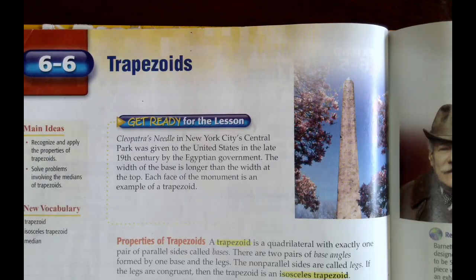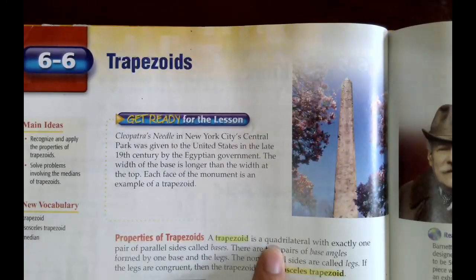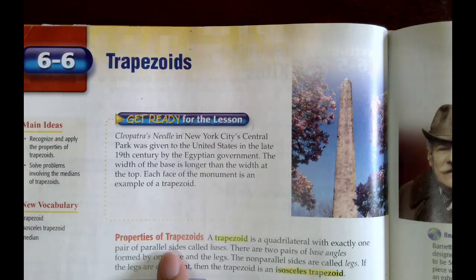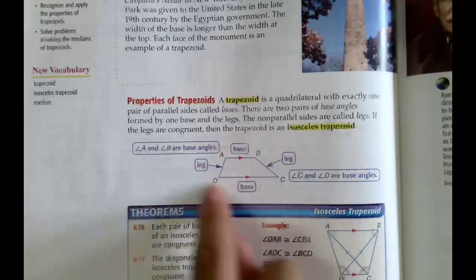Hi guys, so today we're going to be talking about trapezoids. So let's start with some definitions first. A trapezoid is a quadrilateral with exactly one pair of parallel sides. These parallel sides are known as bases. So this is an example of a trapezoid.